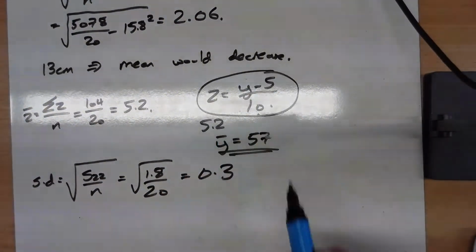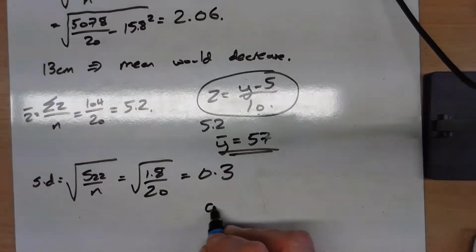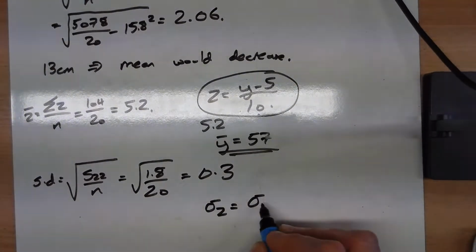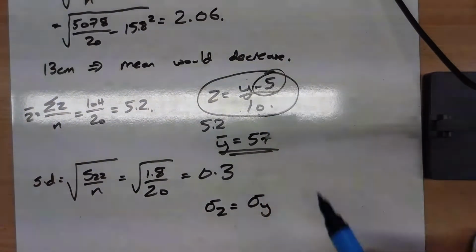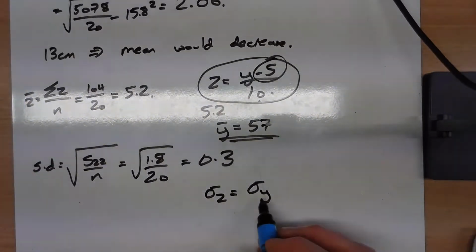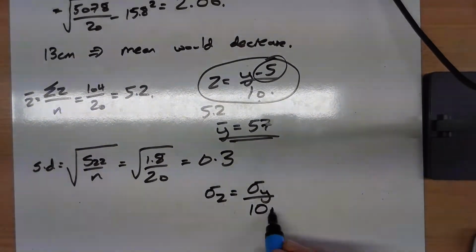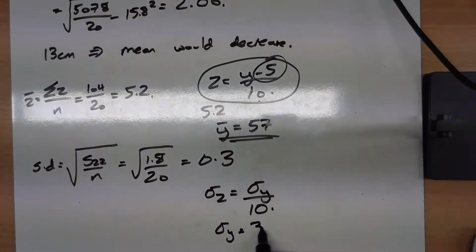Again, remember how we're going to use this coding. The standard deviation here will be the standard deviation of the z's. The minus 5 will have no effect on it because it's just translating it down, then divided by 10 here. So the standard deviation of the y's will be 3, just that 0.3 times 10.